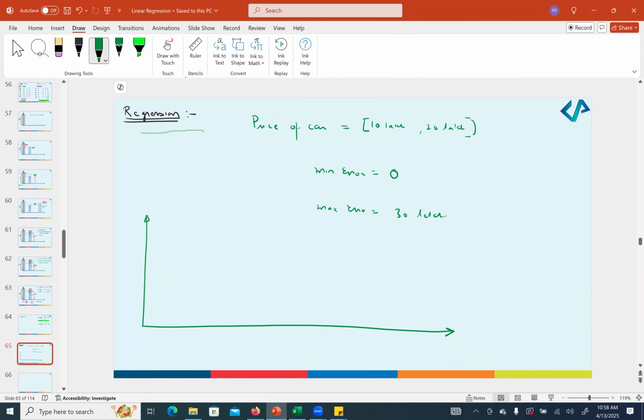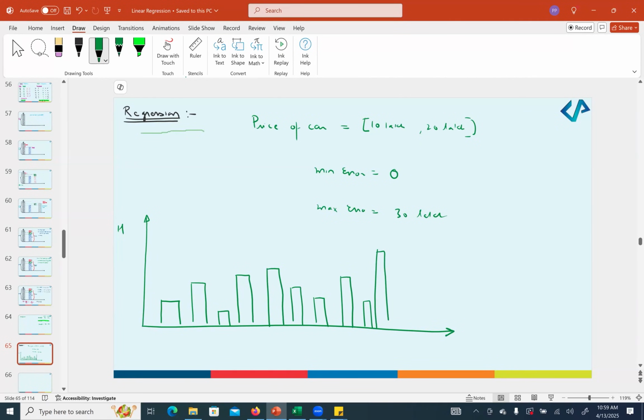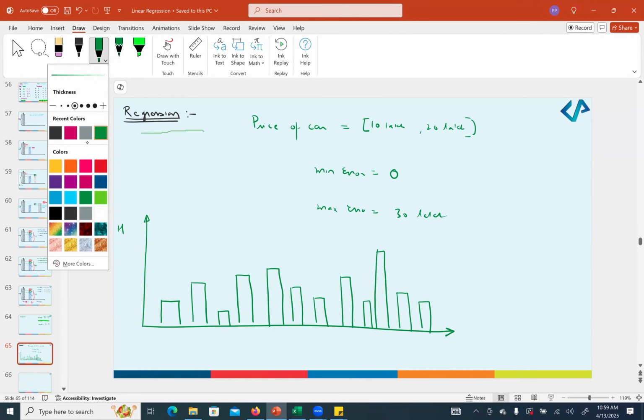I have a lot of people and this is their height, customer 1, customer 2, customer 3. Let's say this is the height of one person, this is the height of another person, and so on. I'm just plotting the height of each individual. What is the best thing I can predict for each individual?